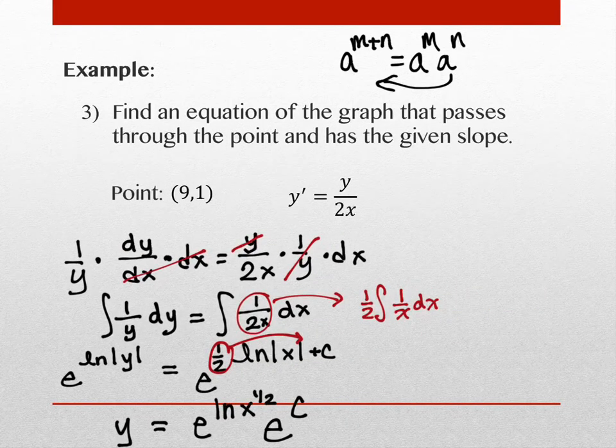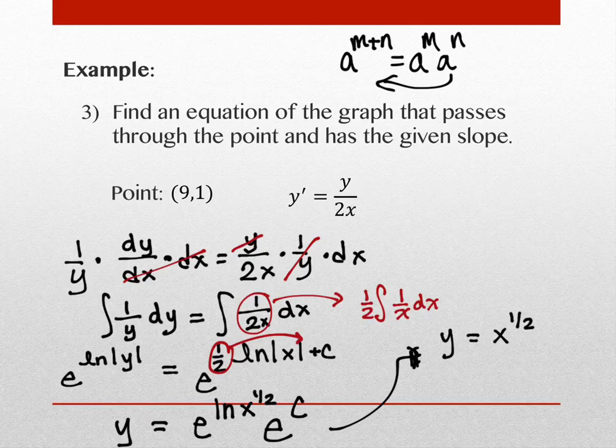All right, and so what happens to the e to the natural log of x to the 1/2? Just x to the 1/2. So I now have y equals, and I have x to the 1/2. We'll rewrite that in a second. What about the e to the c? What is that? It's some constant c, right? Now, it's not really the same constant c.